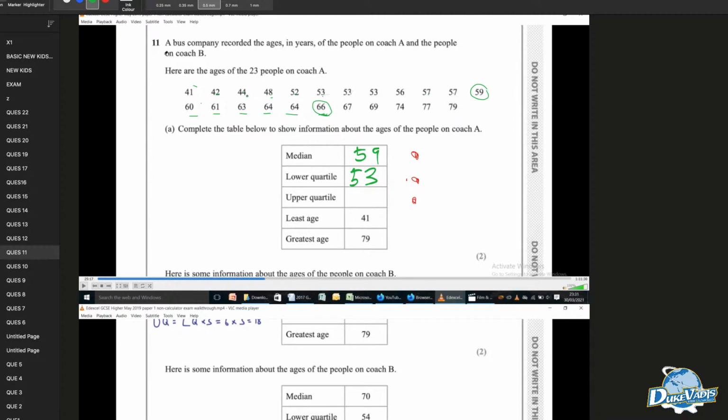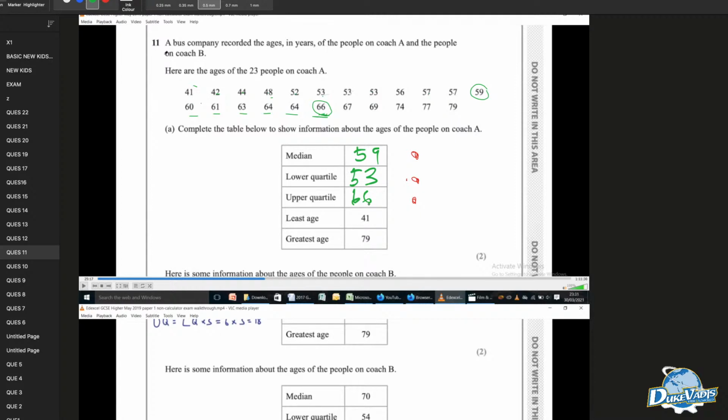So 1, 2, 3, 4, 5. You see, so now the 18th. So 1, 2, 3, 4, 5, 6, 7, 8, 9, 10, 11, 12, 13, 14, 15, 16, 17, 18. So this is 18. So the upper quartile is 66. Okay, now we have finished the first part of the question.